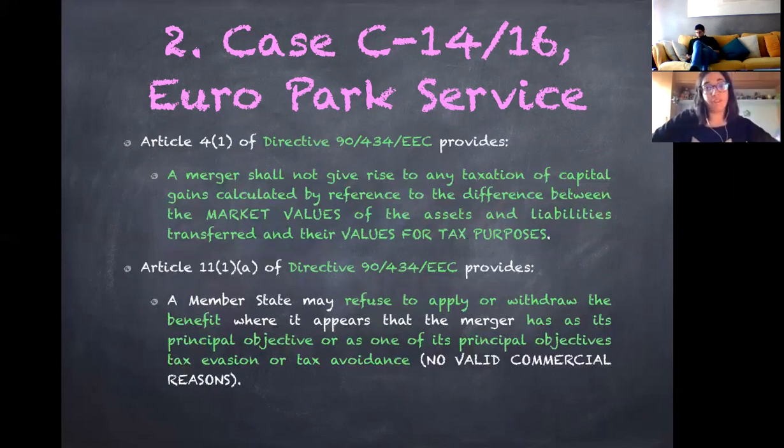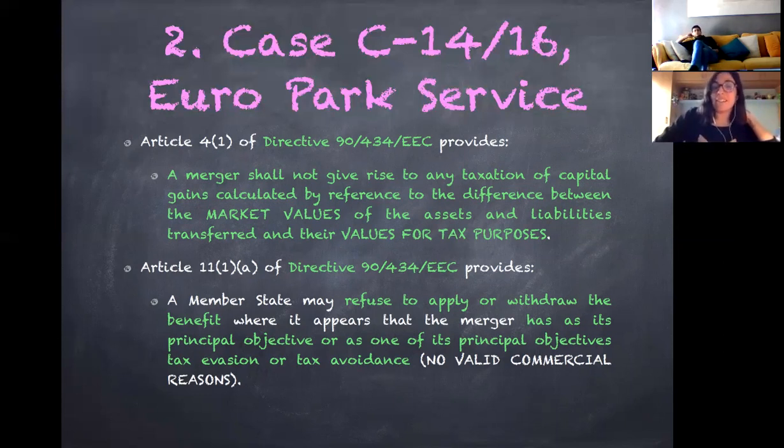Article 4.1 of the Merger Directive provides that a merger, a kind of reorganization, shall not give rise to any taxation of capital gains calculated by reference to the difference between the market values of the assets at the moment of the reorganization and their value for tax purposes. So at the moment that we are having a merger, we cannot calculate the capital gains resulting from the difference between the market value at this moment and the previous value, the value that the assets had in the company's accounts.